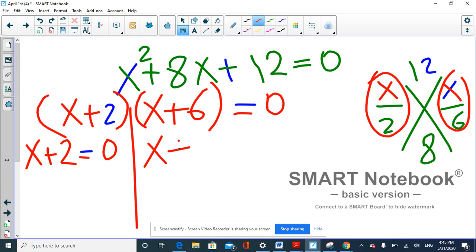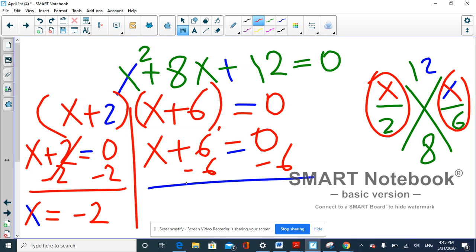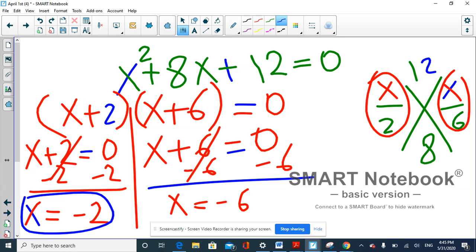Okay, for the first one, you subtract 2 from both sides. Then x equals negative 2. This is the first solution. And in the second one, you subtract 6. Then x equals negative 6. How many solutions do you have? Yes, 2. If you plug in x equals negative 2 or x equals negative 6, this equation will be correct. That means we have two solutions for this quadratic equation.